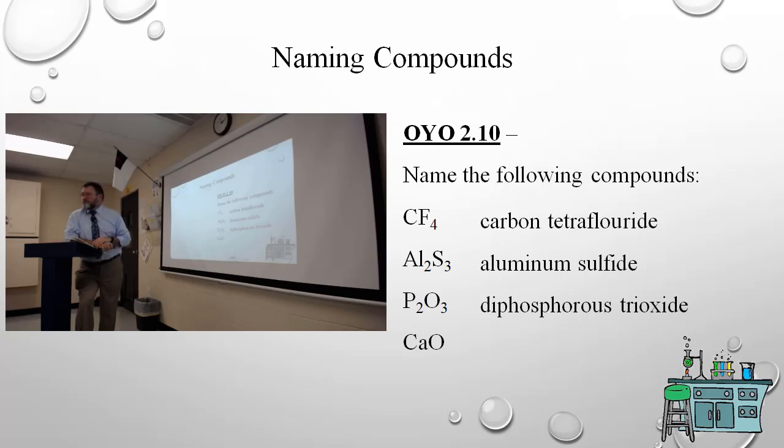Calcium and oxygen. Ionic or covalent? That's the first thing you're always going to ask when you name it. Ionic or covalent? Ionic. Therefore, it's just going to be the names with an ide. Calcium oxide.